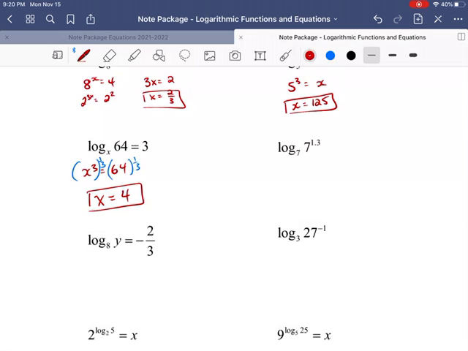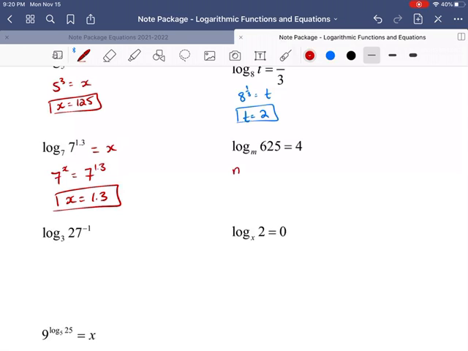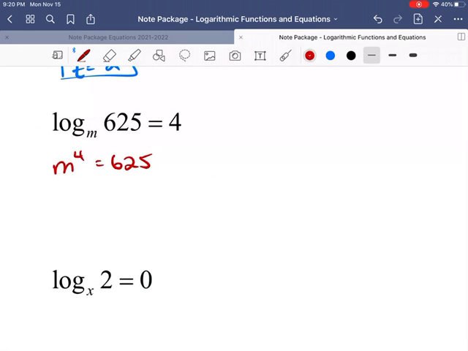Okie dokie. This is equal to x, so 7x is equal to 7 and 1.3. Therefore, x has to equal 1.3. All right, m exponent 4 is 625. Again, you could try and think of some number that if you raise it to the 4th power, you're going to get 625. You can also do this little trick where you raise it to the exponent 1/4. And that you can just evaluate on a calculator, and you're going to get m equals 5.